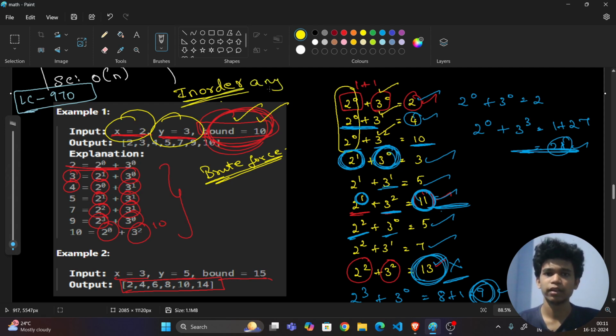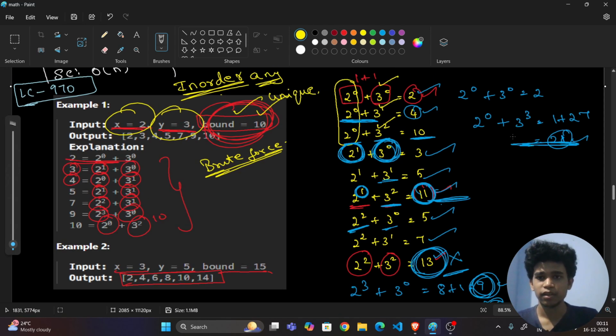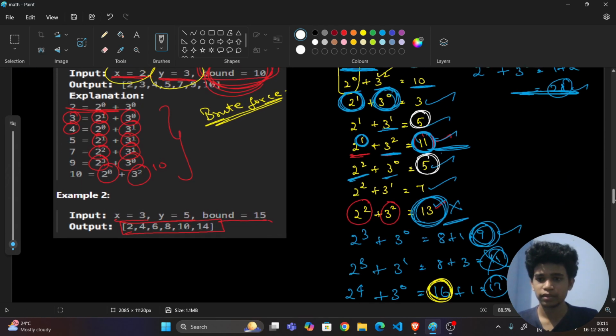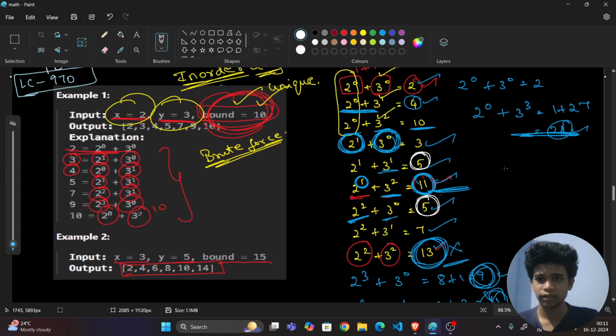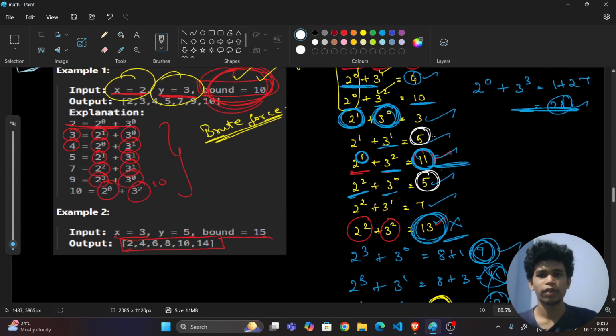Okay, in any order, but we should return the unique answer. But here, see what are the things that occurred? Yes, let me highlight it. See here, this 5 occurred here also. Yes, then likewise any other. Okay, that's it, right? Only 5 was repeated 2 times in this example, but in a real-time scenario there may be more than one thing repeated, or there may be nothing repeated.